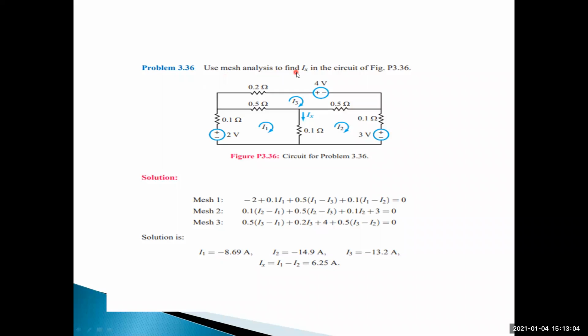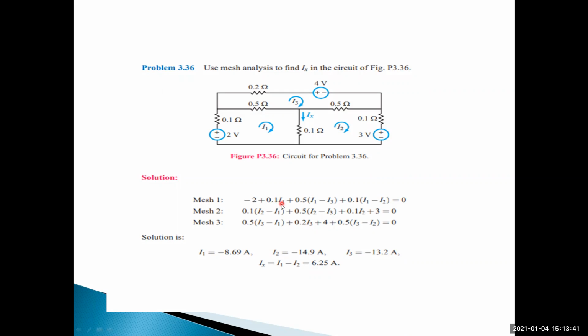Use mesh analysis to find Ix in the circuit. Assign meshes first, I1, I2, I3. 3 meshes, na? 3 loops. This one loop, this one loop and this another loop. In mesh 1, first consider mesh 1. Entering minus, that's why minus 2. Here plus 0.1 I1, which is interlinking with only loop 1. That's why 0.1 into I1, not connected between 2 loops or 3 loops. So only in one loop, separate.